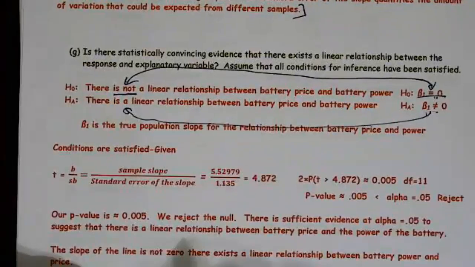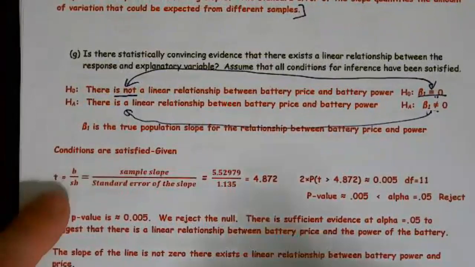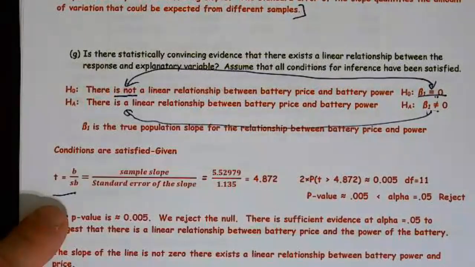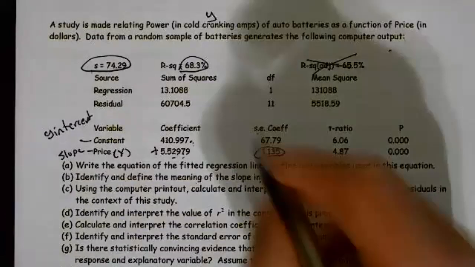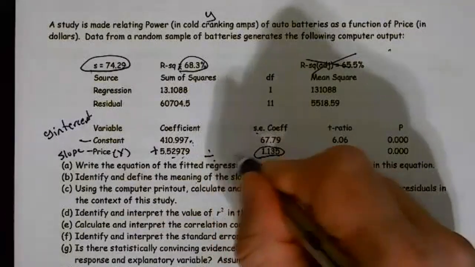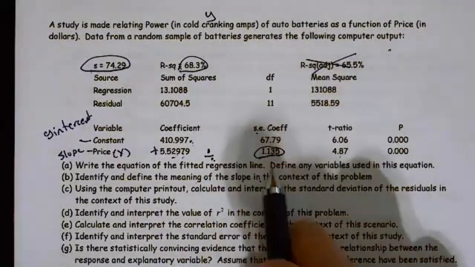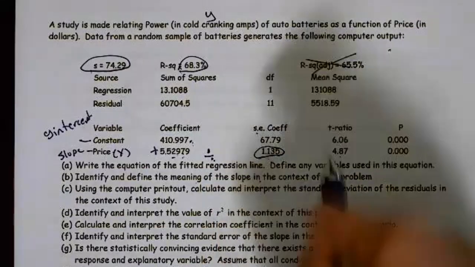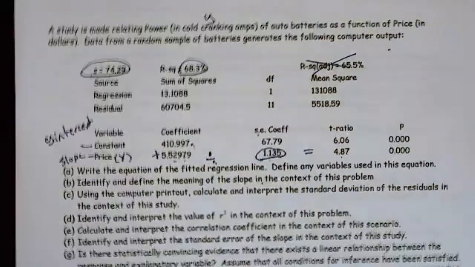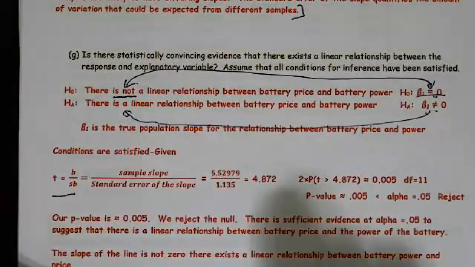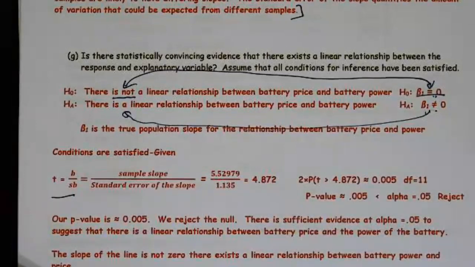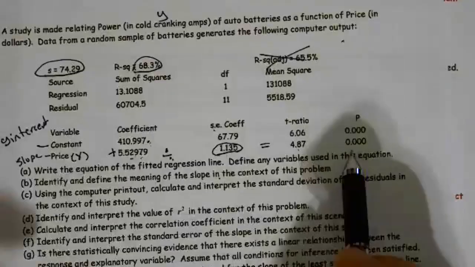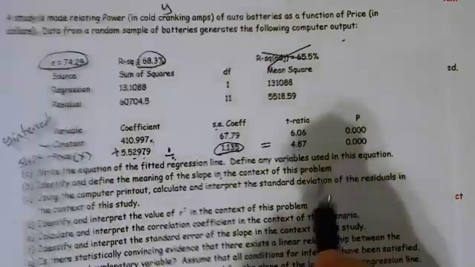Conditions were met. I need to show you how to get the T. The T statistic comes from right here with 5.529. If I divide that by 1.135, I will get 4.87. So that gives me that p-value of 0.005, which they give right here. Or they were supposed to. Not sure what happened.